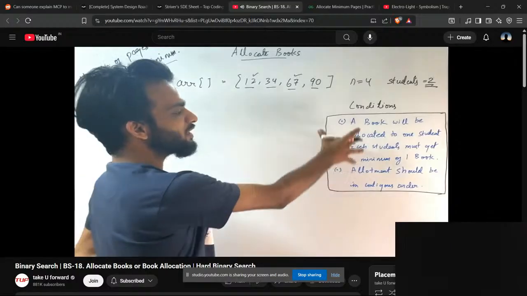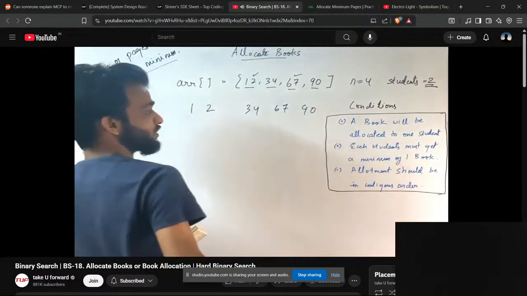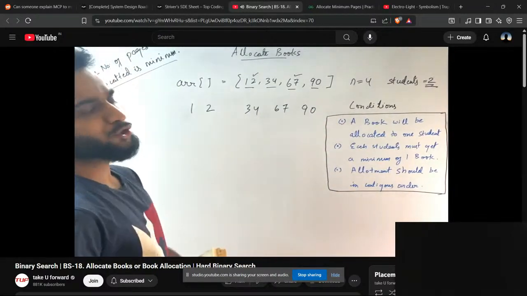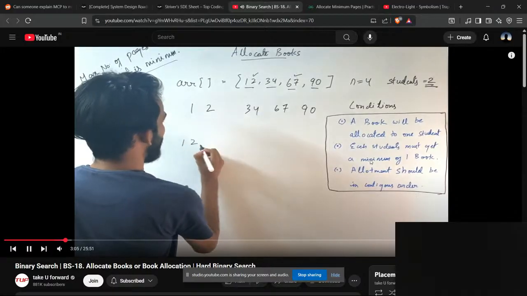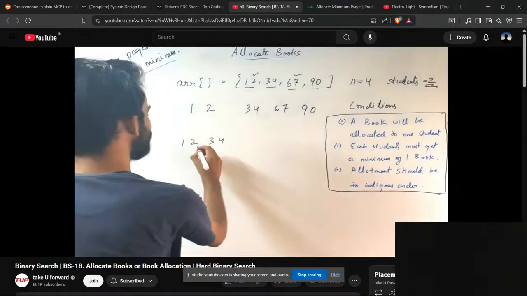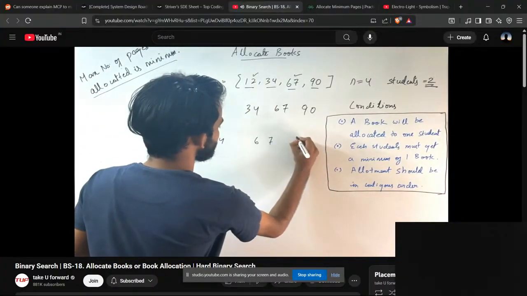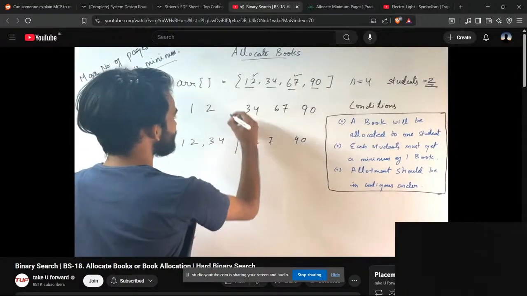So once you've understood the condition, you're going to take 34, 67, 90. This is one of the possible allocations that you can do. What is the other possible allocation that you can do? You can definitely try this allocation: 12, 34. You're saying student 1, you're going to take 12 and 34. And I'm going to say student 2, you're going to take 67 and 19. That's one more possible allocation that I can do.